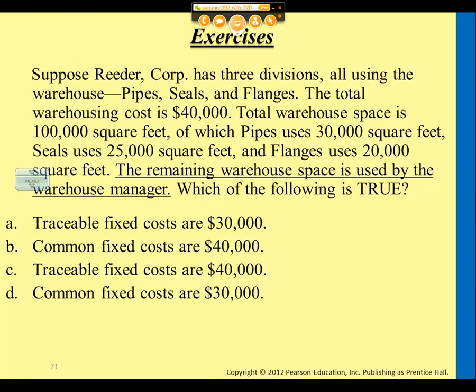Suppose Reader Corporation has 3 divisions, all using the warehouse: pipes, sales, and flanges. The total warehousing cost is $40,000. Total warehouse space is 100,000 square feet, of which pipes uses 30,000 square feet, sales 25,000, and flanges 20,000. The remaining warehouse space is used by the warehouse manager. Which of the following is true? Traceable fixed costs are 30,000 and common fixed costs are 40,000, or traceable fixed costs are 40,000 and common fixed costs are 30,000. How do we calculate this?